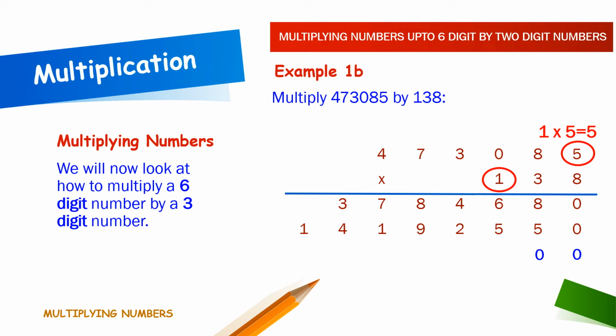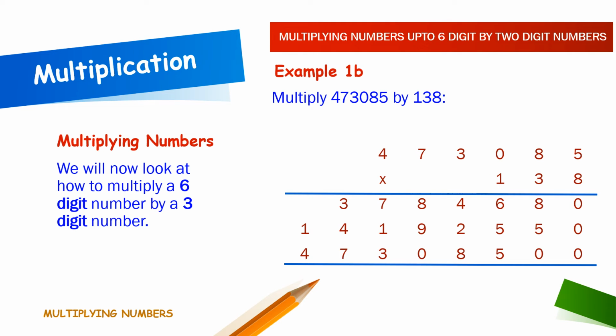So 1 times 5 is 5. Position this to the left of the 0, as shown. 1 times 8 is 8. Position this to the left of the previous digit, as shown, and now continue in the same way until you reach the very end. We can now add the 3 rows as shown.